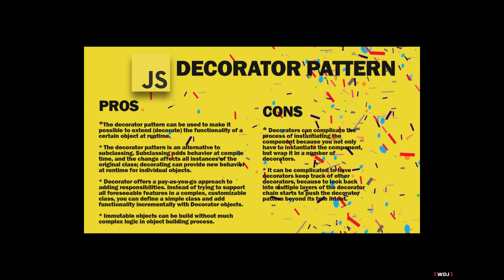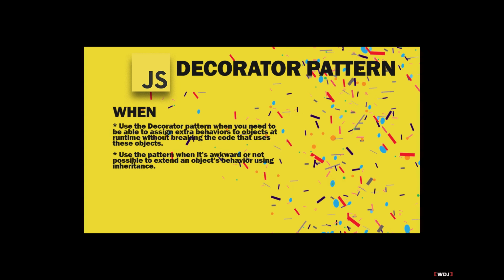All right, moving on to when you should use them. For the first one, use the decorator pattern when you need to be able to assign extra behaviors to objects at runtime without breaking the code that uses these objects. The decorator lets you structure your business logic into layers. Create a decorator for each layer and compose objects with various combinations of this logic at runtime. The client code can treat all these objects in the same way, since they all follow a common interface.